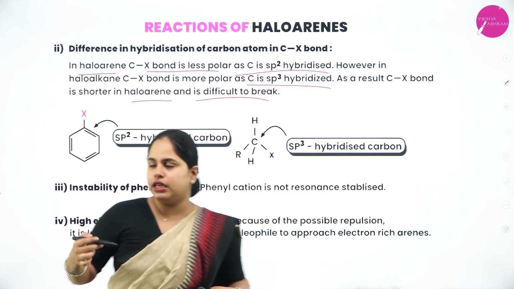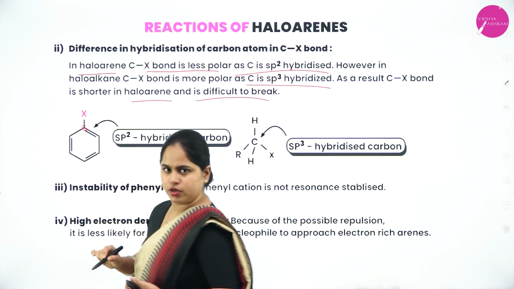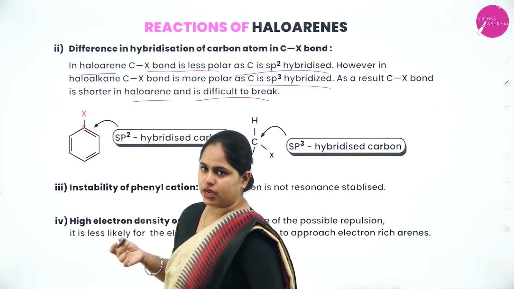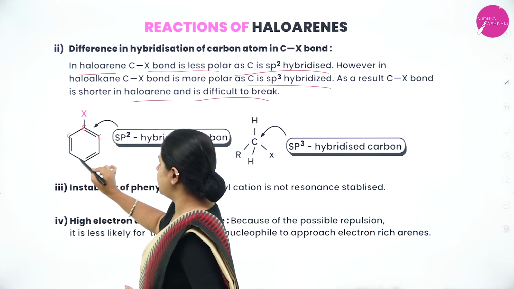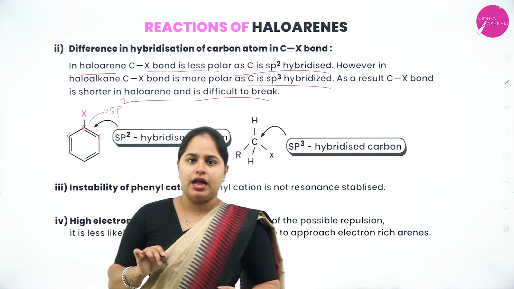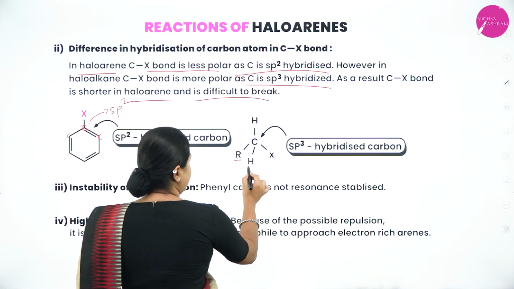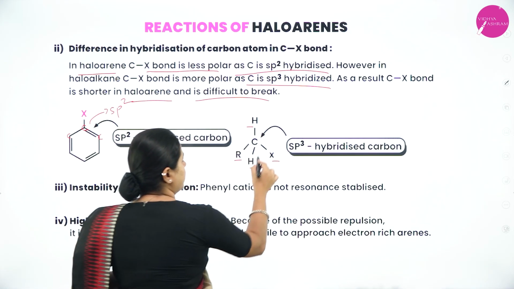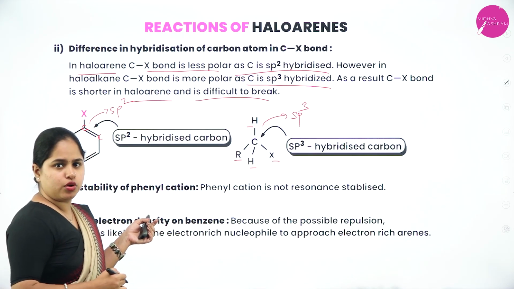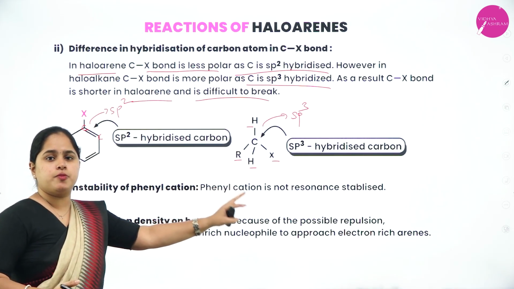Okay, so as you can see here, this is your haloarene. In this case, you can see this is the carbon atom to which 3 further atoms are attached: one carbon atom here, one carbon atom here, and another halogen atom. So this is sp2 hybridized. In the case of haloalkane, you can see one carbon atom here, another atom here, another atom here, another atom here. So a total of 4 atoms. So this is sp3 hybridized. If you compare the hybridization in haloarene and haloalkane, this is sp2 hybridized, this is sp3 hybridized.